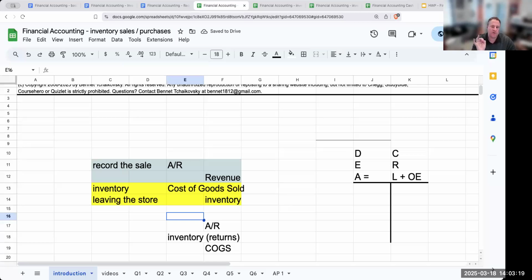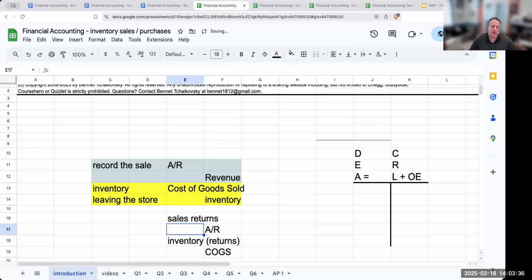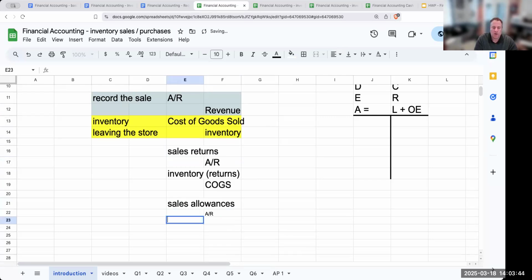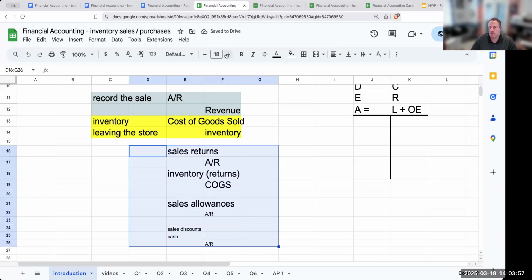But what's very important is that once I record revenue, I do not debit revenue. What I'm going to use is something called a contra revenue account. Revenues have credit balances. This is going to be called sales returns. As we study these different questions, we're also going to learn about sales allowances, crediting AR. We're also going to learn about sales discounts, so this is going to be sales discounts, cash, and then over here, I'm crediting accounts receivable. This is when the customer pays me.